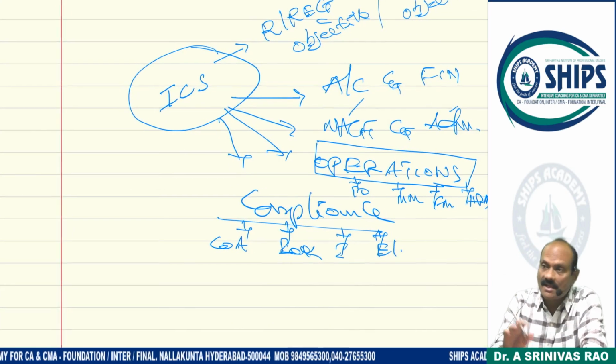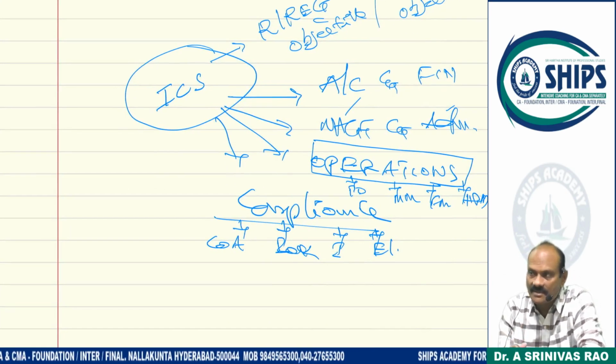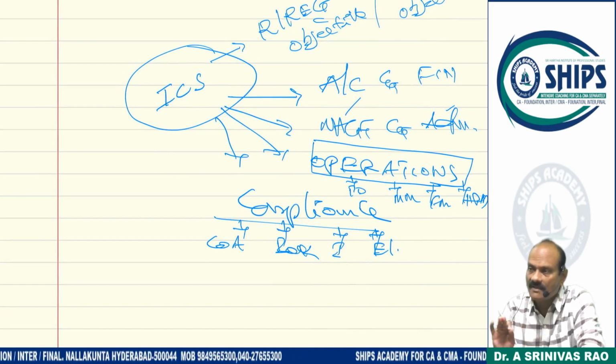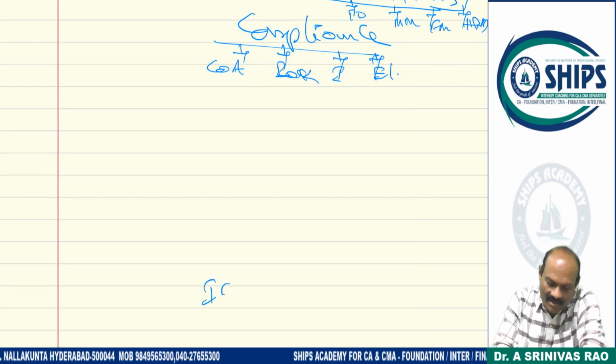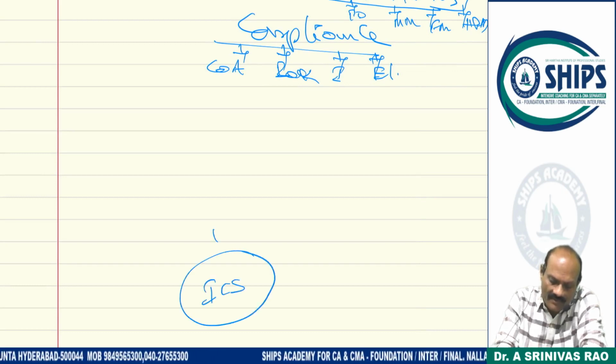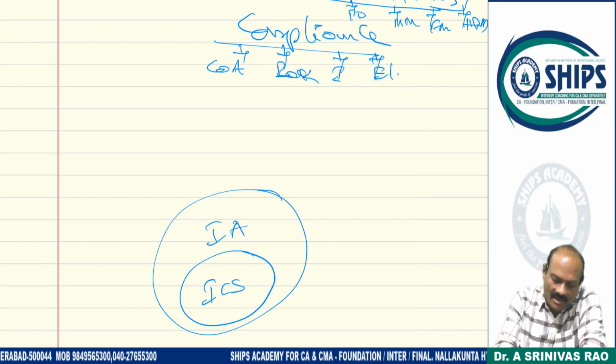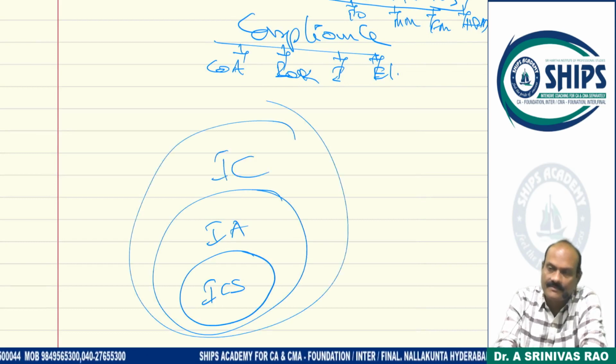First thing is that's the internal control system. What is the purpose of the internal control system? Speedy detection of any error or fraud. And the later part will come back, sir, again internal control system, then you have an internal audit, then you have an internal check.